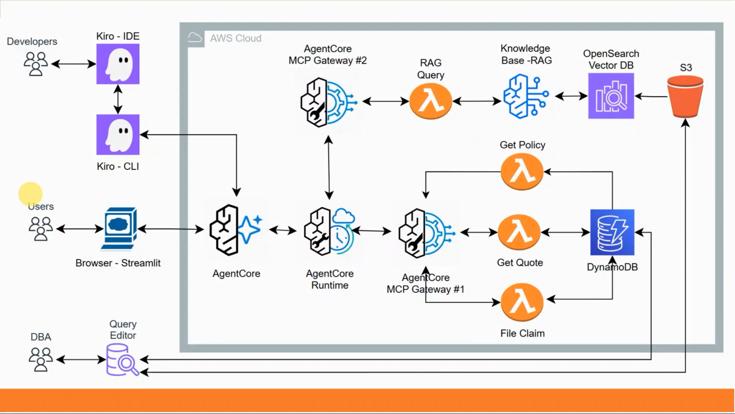In this workshop, what we are going to be doing is creating these 3 Lambda functions: get policy, get quote, file claim. So that is what we are going to be doing. Let us go and do the hands-on demo.